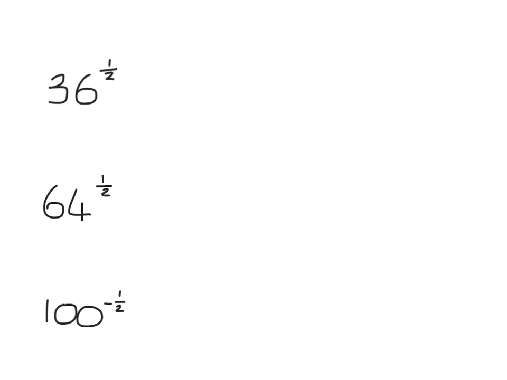In this video, we're going to be looking at fractional indices. This first question is 36 to the power of a half. Now, if we're looking for the power of a half, what that actually means is we square root it. So we've got the square root of 36, which gives us 6.